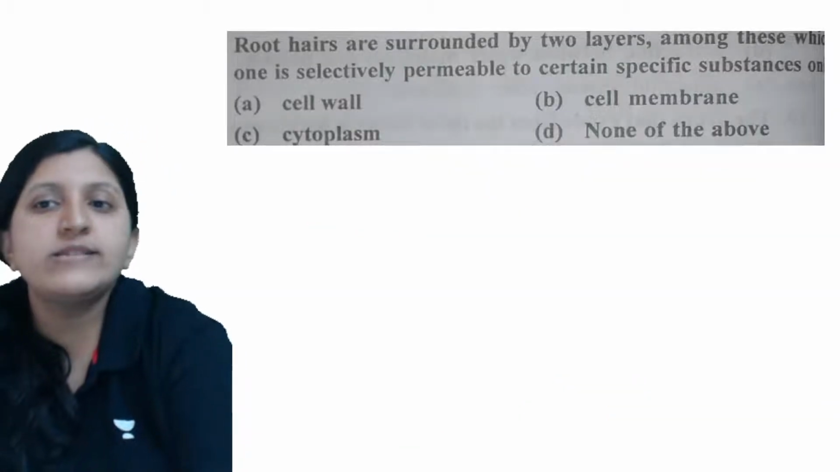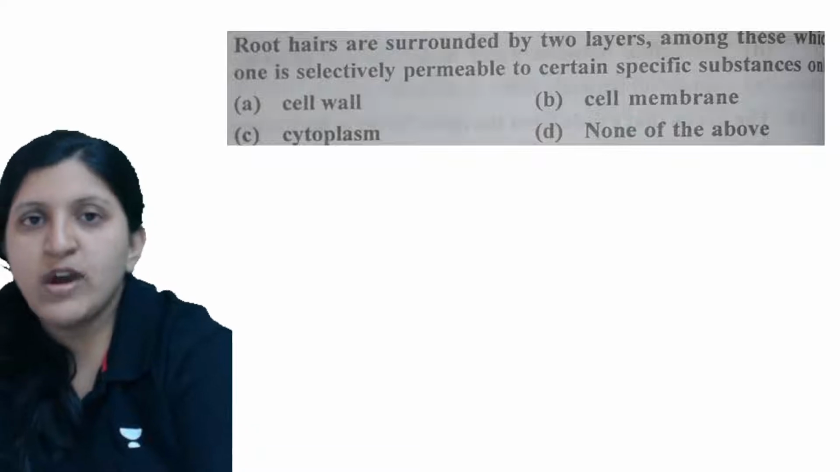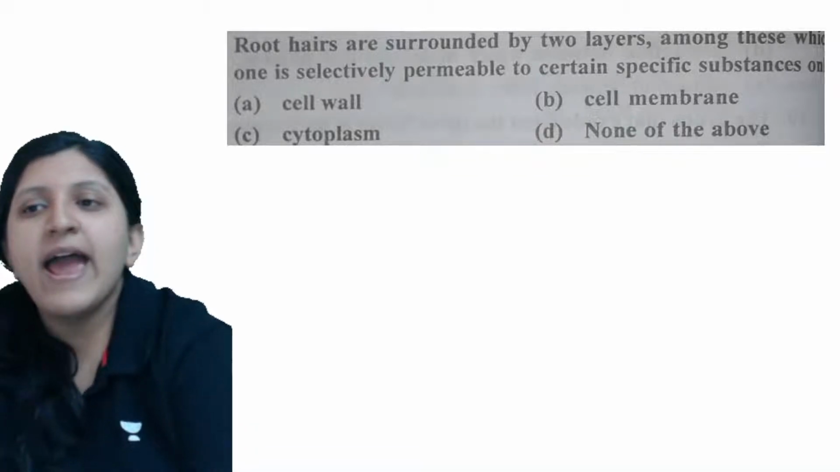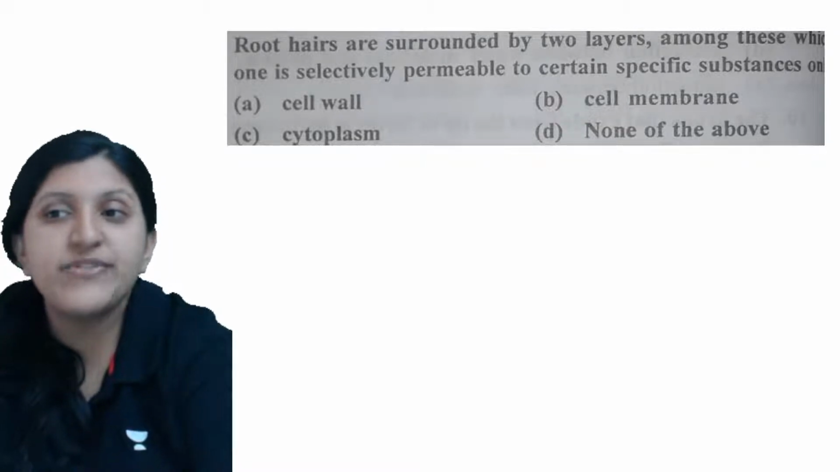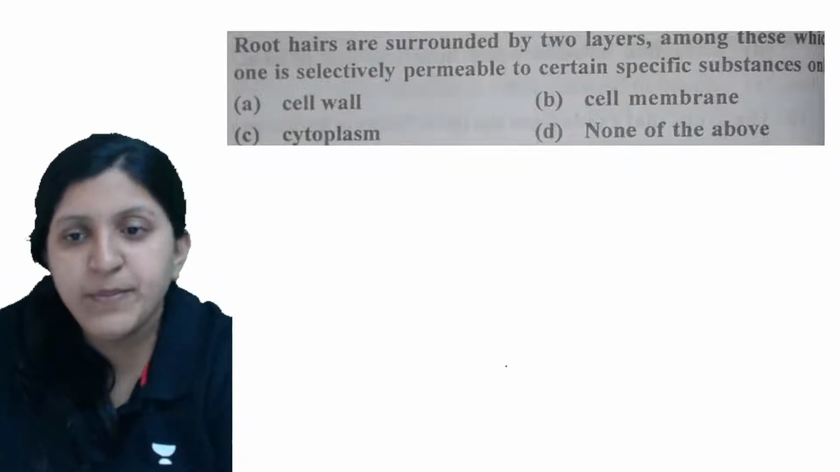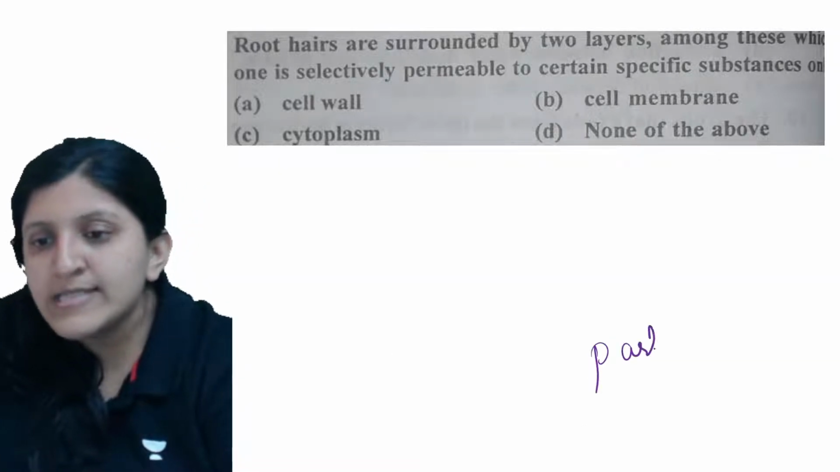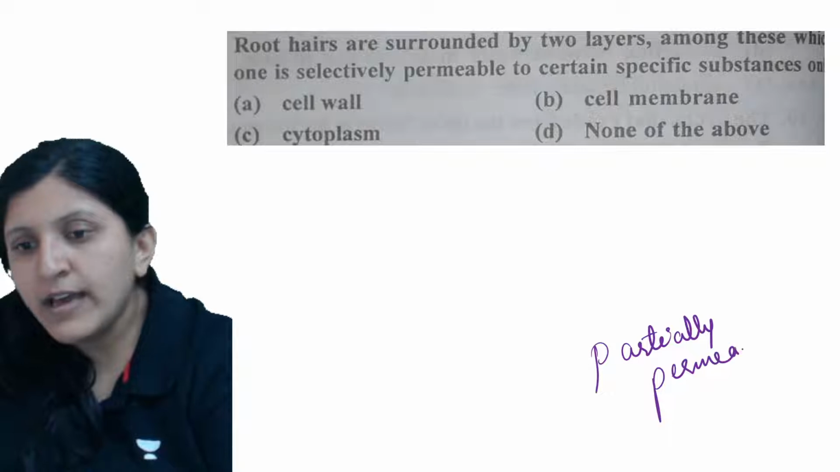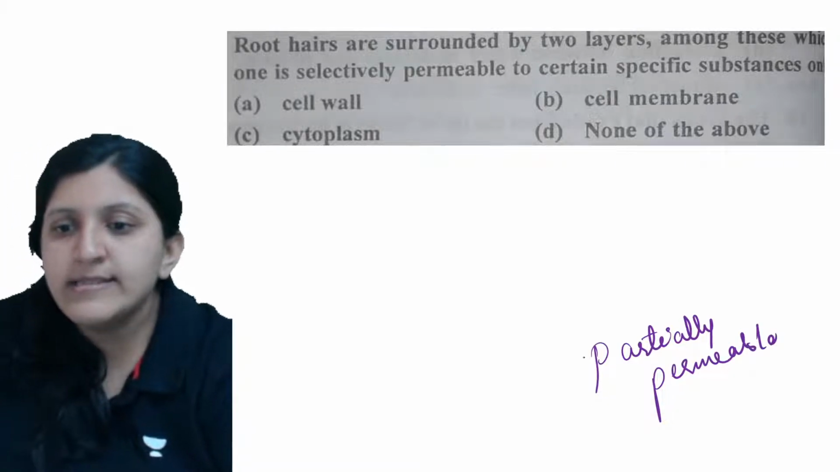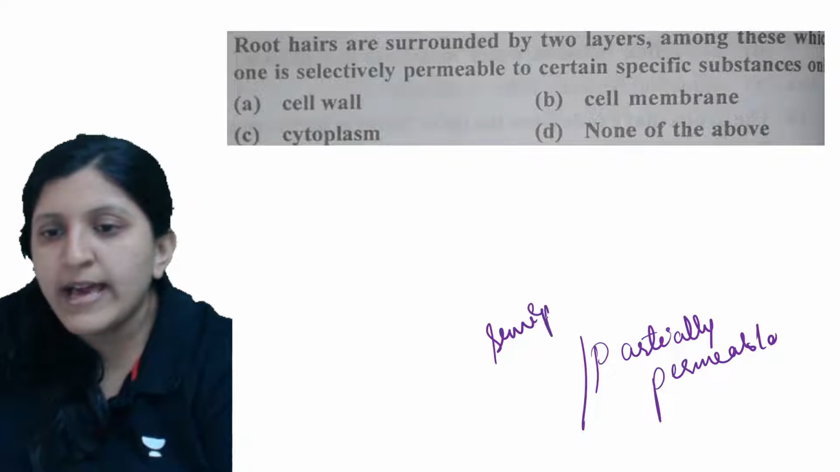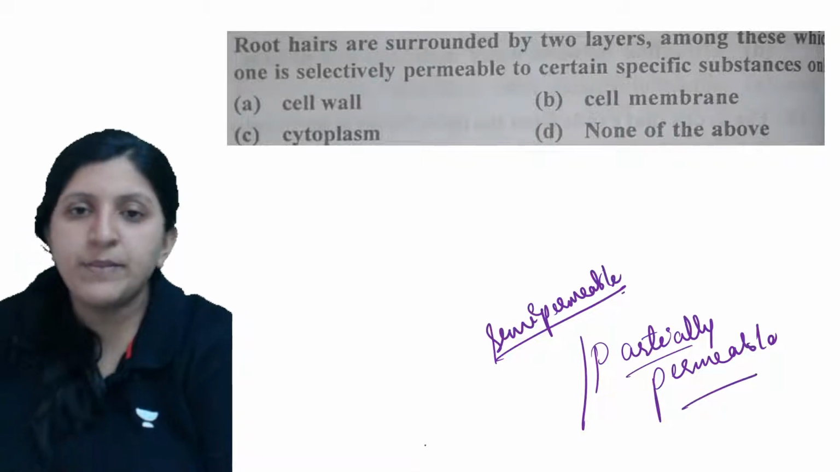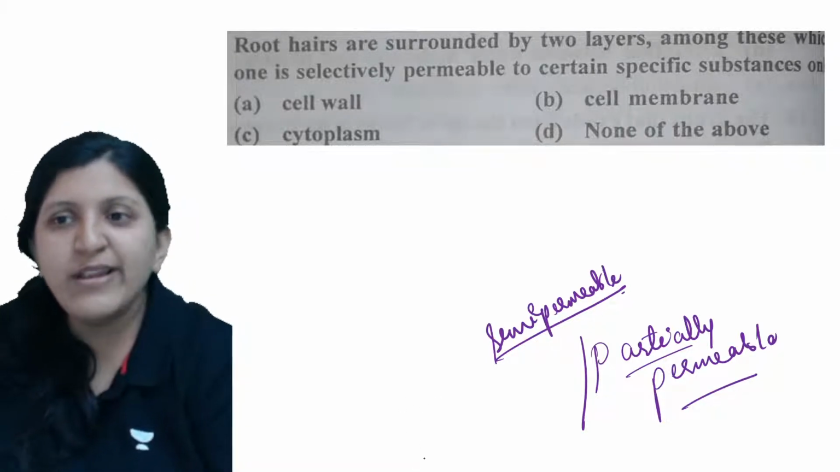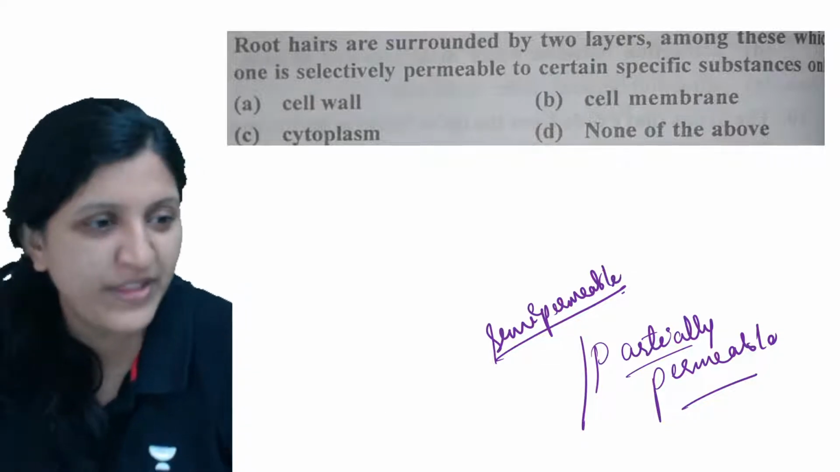Now, root hairs are surrounded by two layers. What are those two layers with respect to root hair? And among these, which one is selectively permeable to certain specific substances only? Selectively permeable can also be called partially permeable, or even semi-permeable. So which is the semi-permeable or partially permeable membrane here? Is that the cell wall, cell membrane, cytoplasm, or none of the above?